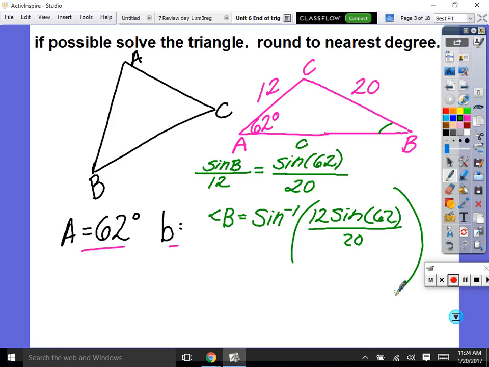I got 32. 32 degrees, great. So now we can easily find this angle here: 180 minus 62 minus 32 is 86 degrees.